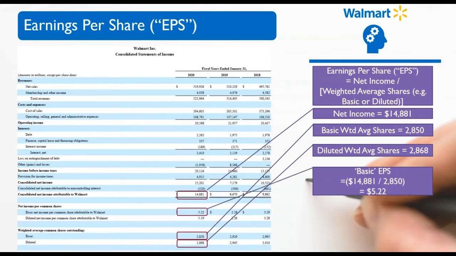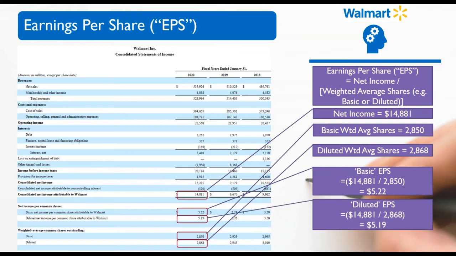So calculating the basic earnings per share, take our net income divided by our basic weighted average shares, and that gives us basic EPS, or earnings per share, of $5.22. Next, for the diluted earnings per share, again, take the same net income of $14.9 billion and now divide that by 2,868, which is the weighted average diluted common shares outstanding. And that gives us an amount of $5.19 of diluted earnings per share.